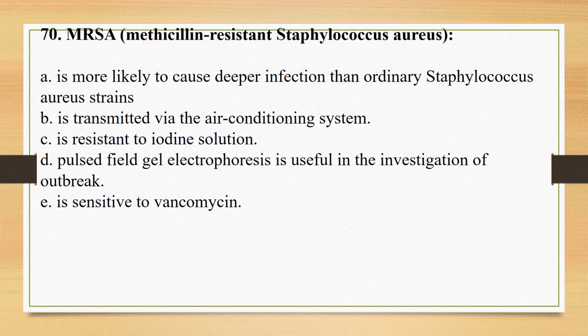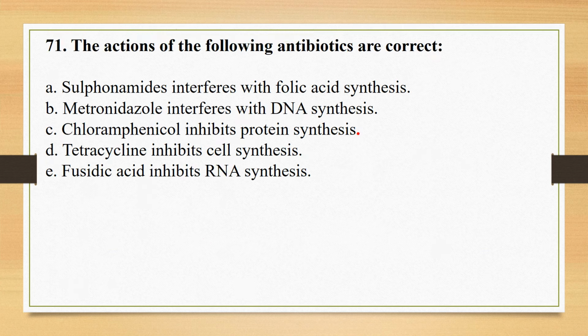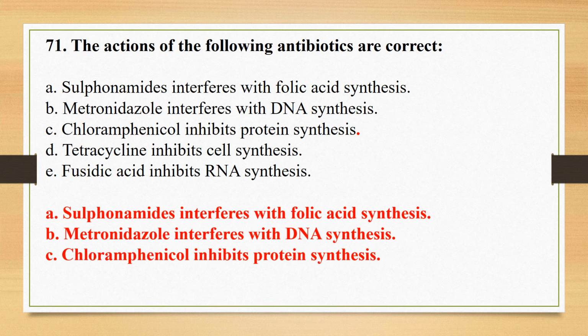MRSA, methicillin-resistant Staphylococcus aureus. MRSA mainly includes microorganisms for which pulsed-field electrophoresis is useful in the investigation of an outbreak. Option D, and it is sensitive to vancomycin. Both options D and E are correct for MRSA. Actions of the following antibiotics are correct. Sulfonamide interferes with folic acid synthesis, so option A is correct. Metronidazole interferes with DNA synthesis, option B is correct. And chloramphenicol inhibits protein synthesis. A, B, and C are all correct options.